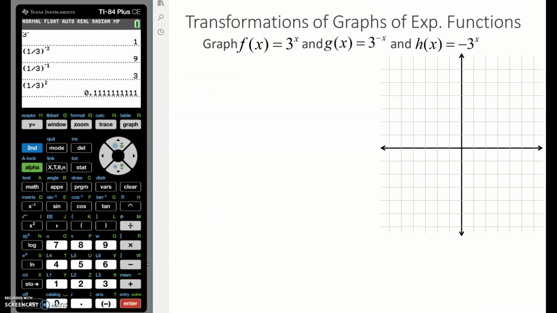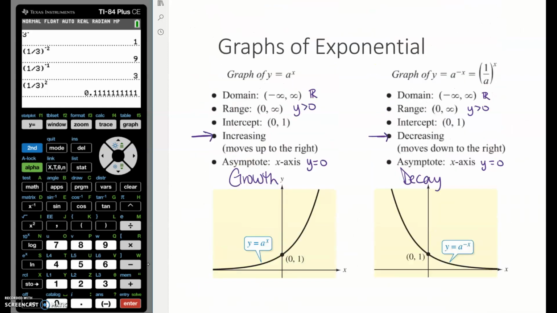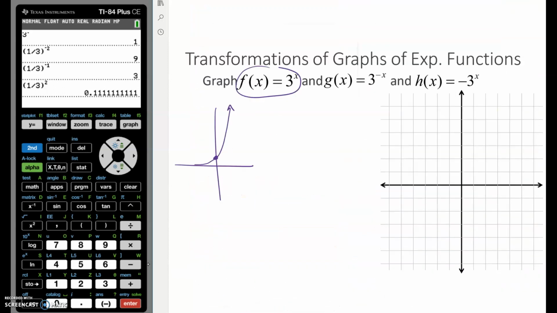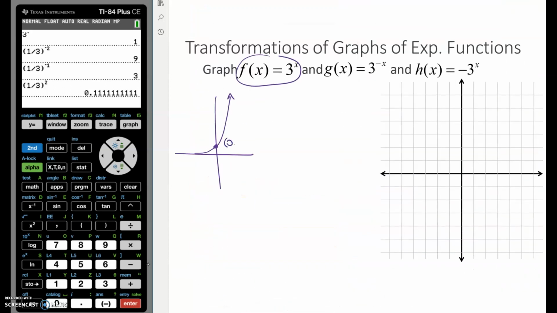Okay, transformations, taking this graph and moving it around. Now this graph, f of x equals 3 to the x, that's the one that we just saw. It looked like this, and that y-intercept, if I go back up there, that y-intercept was at 0, 1. So I'm just going to put that 0, 1 right there so we know. I'm actually going to sketch this graph right here.